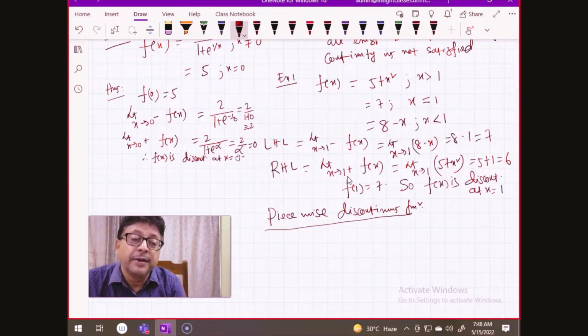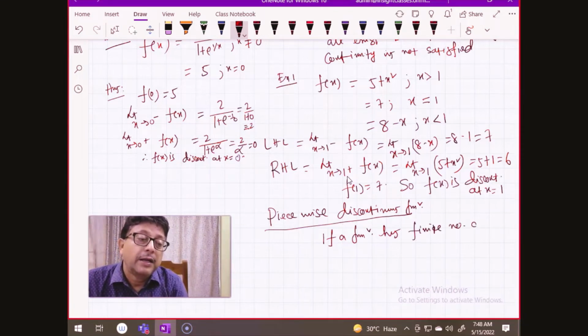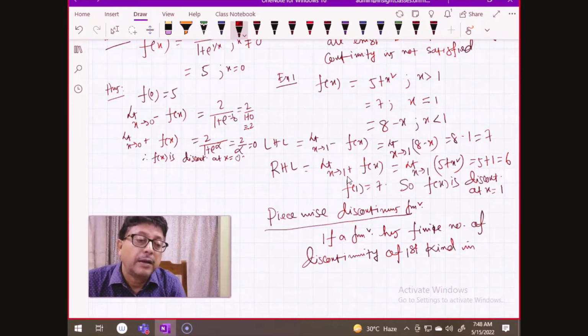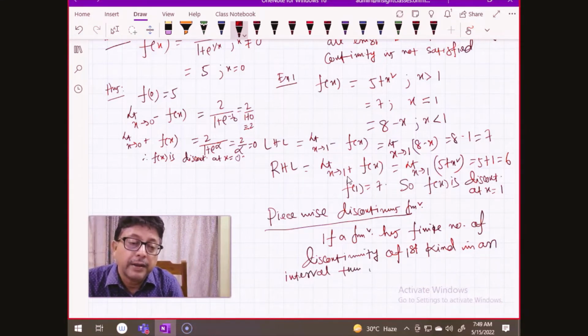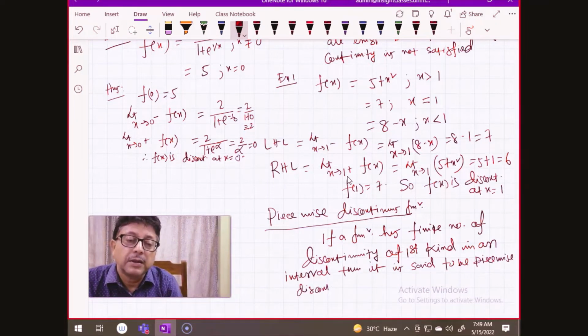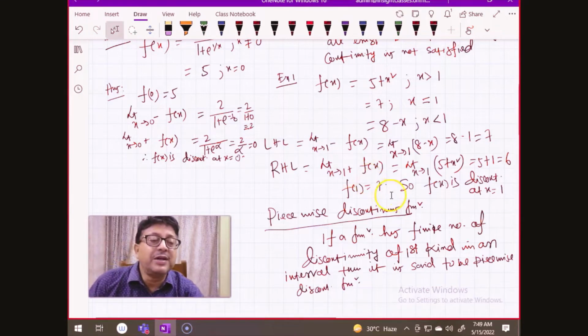Okay, I am just writing: if a function has a finite number of discontinuities of the first kind in an interval, then it is said to be a piecewise discontinuous function. I will just give you one example of what a piecewise discontinuous function is.